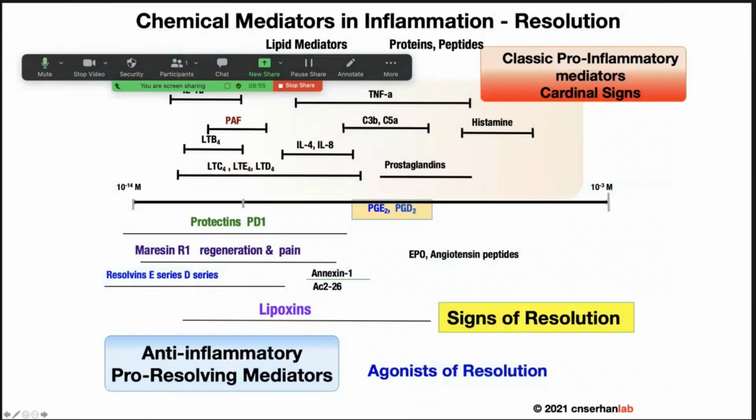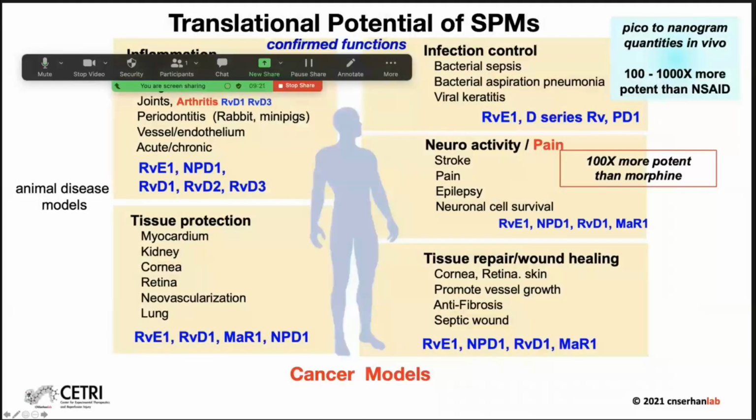This slide illustrates the potent actions of the specialized pro-resolving mediators in stimulating as agonists the resolution of inflammation by the signs of resolution. And they are in the potency range of leukotrienes, and they're more potent than prostaglandins, the classic pro-inflammatory mediators or cardinal signs of inflammation. They have considerable translational potential, and their actions have been confirmed in many animal models. They're 100 to 1,000 times more potent in animal models than non-steroidal anti-inflammatory drugs.